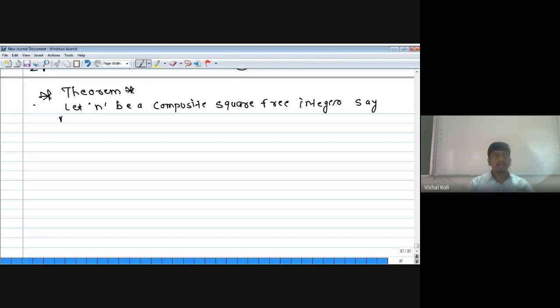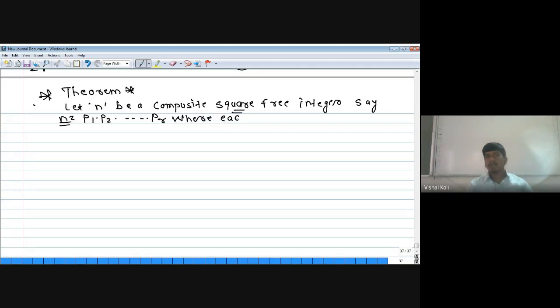That is, say n equals p1 into p2 into up to so on pr, its prime factorization. As n is composite, by the fundamental theorem of arithmetic, it has a prime factorization. But the fundamental theorem says that this prime factorization may be distinct or there may be some repeated prime numbers. But as n is a square free integer, it is not divisible by any perfect square, that is, not by p1 square, p2 square, up to pr square. Therefore the prime factors of n must be distinct, that is p1 into p2 into up to so on pr.